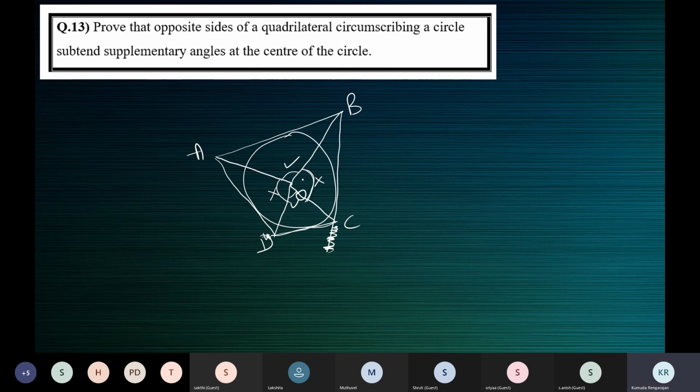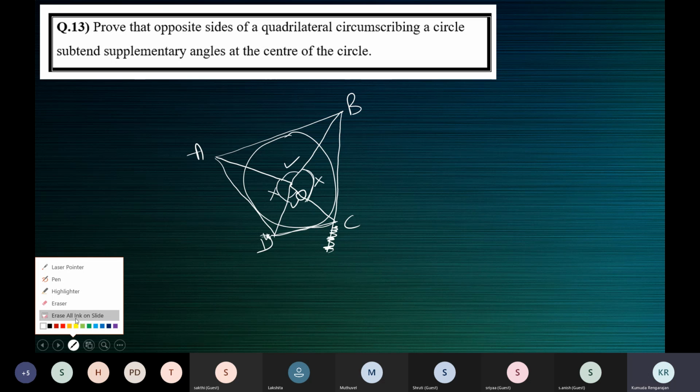We'll take you to the next slide. Is the given information understood and is it clear as to what to prove? Yes, ma'am. All right.